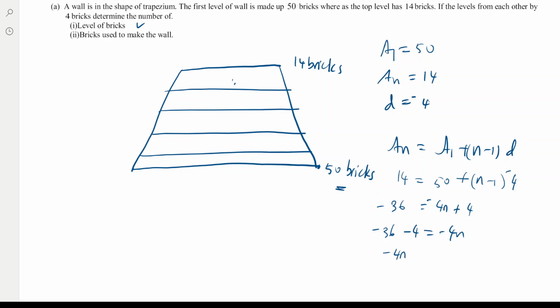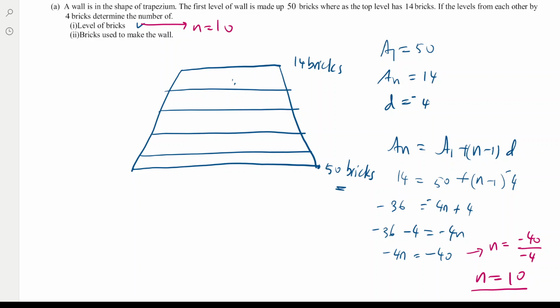So negative 4n will be equal to negative 40. Dividing, you get n equals negative 40 over negative 4. The number of levels, dear students, is going to be 10. So for this part, the number of levels is 10.